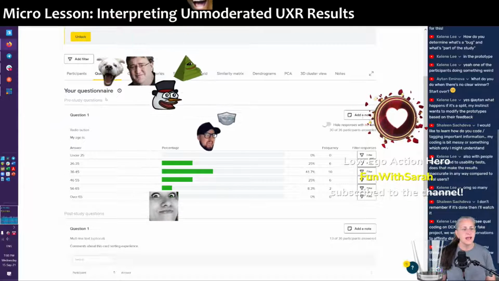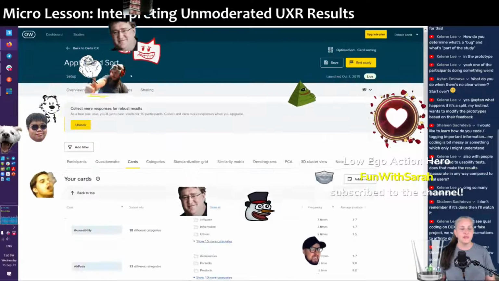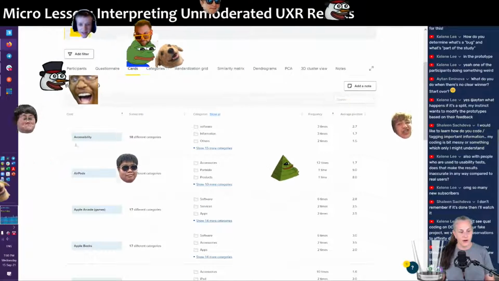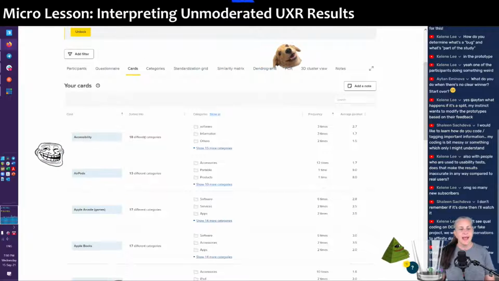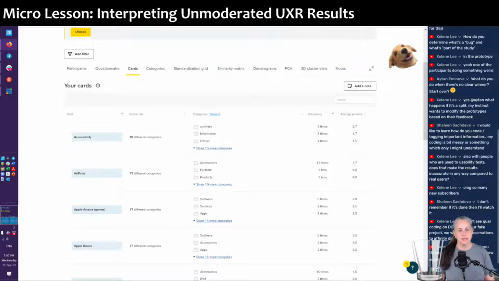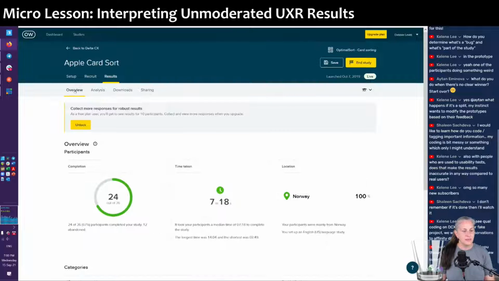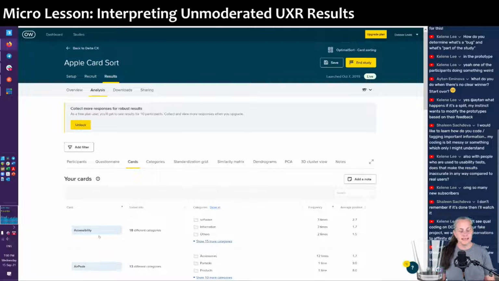Super appreciated. And then, of course, we have the cards. Now, the first thing that Optimal Workshop shows me is my card on the left, how many different categories it ended up in, and all the categories. Now, remember, this was an open card sort. That means people could sort it into whatever categories they wanted. How many people participated? We have 24 people who ended up putting accessibility into 18 different categories.